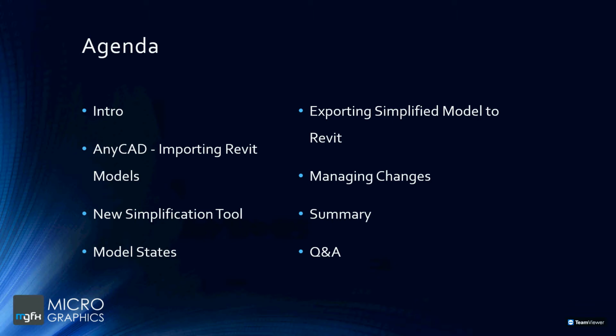We'll cover a little bit about model states and how that can help with simplification. There's also a new feature in 2022. We'll then move on to how to actually export the simplified model to Revit. And we'll close off with how we manage changes between the different models. And we'll finish with the summary and Q&A.